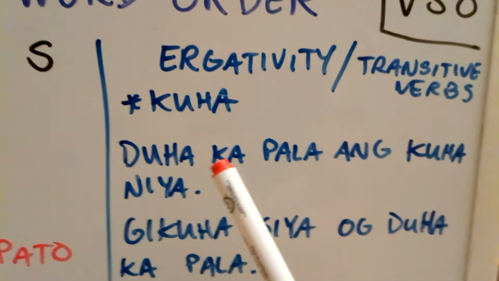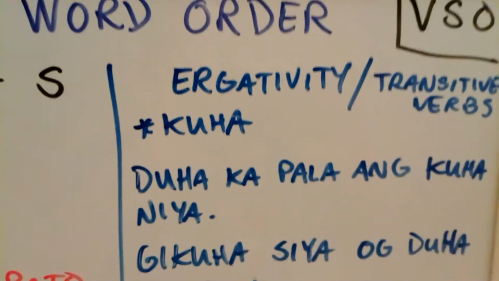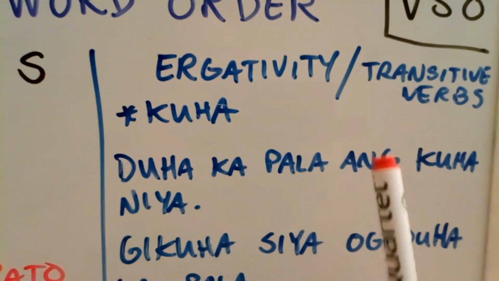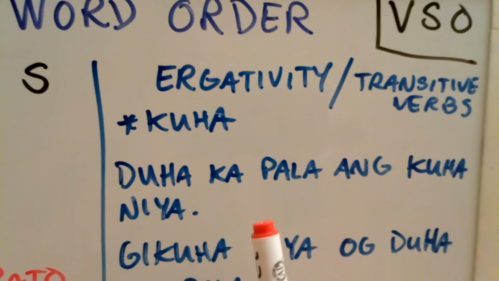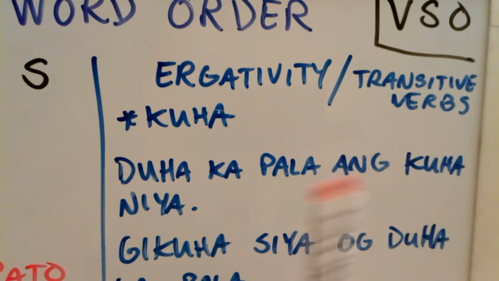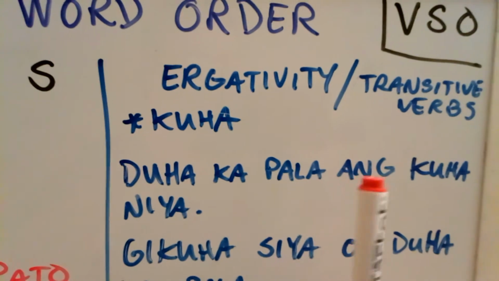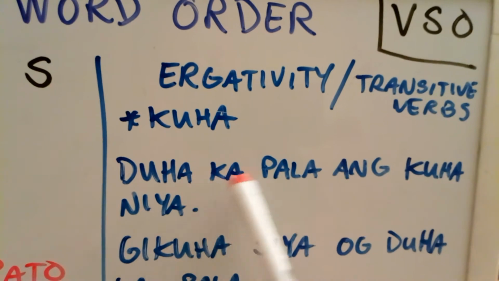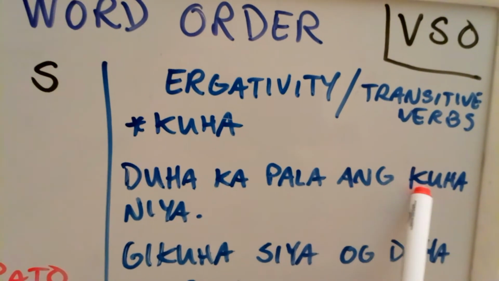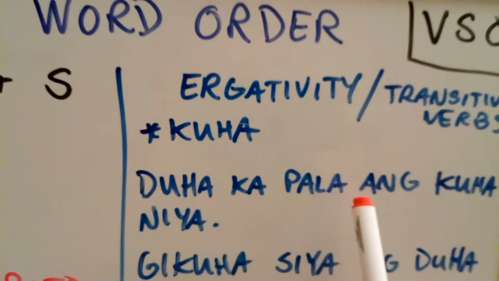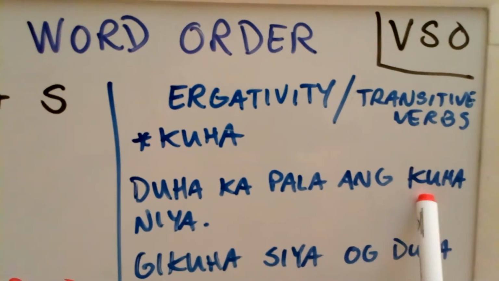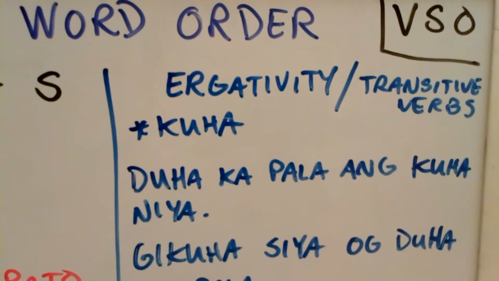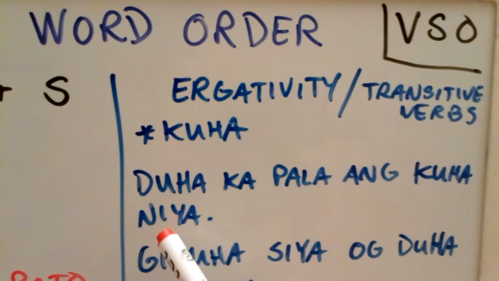And the first sentence is written in the ergative form, and you'll see why. Duha ka pala ang kuha niya. Okay, so this sentence means he took 2 shovels, right? Duha ka pala means 2 shovels. Ang kuha, look at this, ang. So we're looking at absolutive focus here, kuha. Ang kuha is what we're talking about, the taking. Who did the taking? Niya did the taking, right?